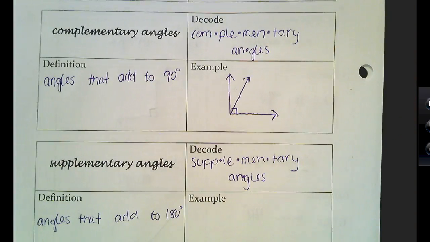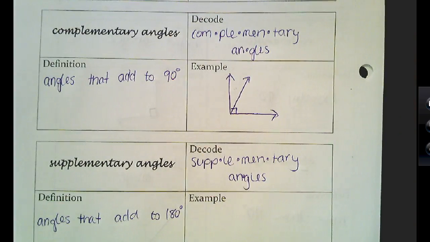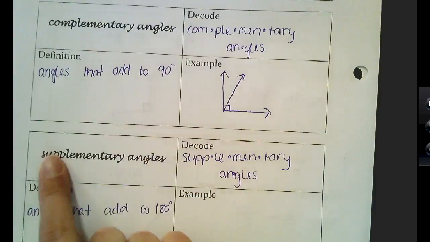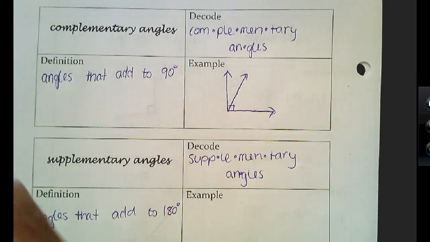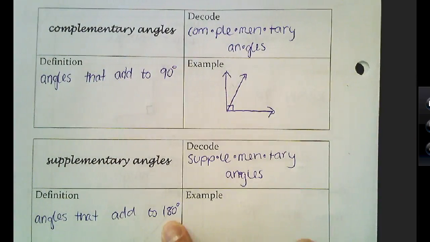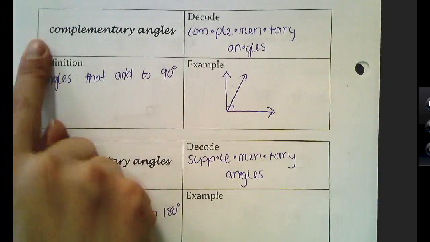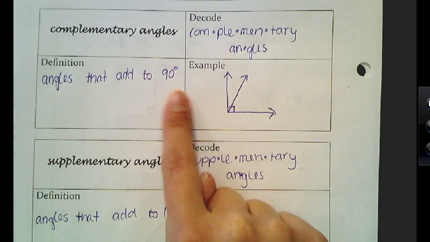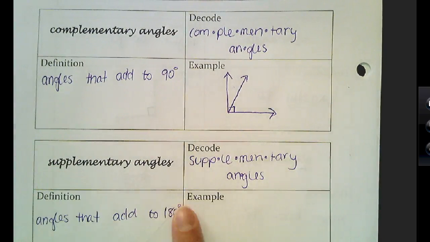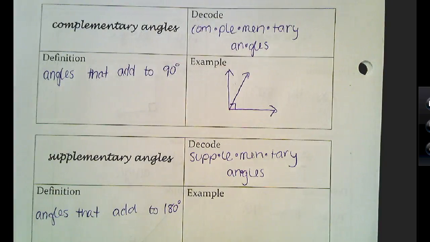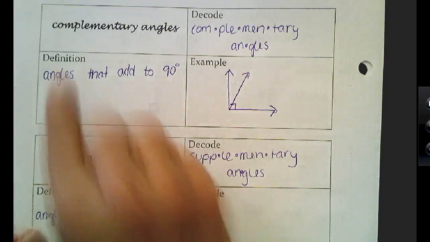Now, there are a couple different ways to remember the difference between supplementary and complementary. I'm going to tell you guys my favorite. I'm going to give you 2 different ways. So complementary and supplementary, which comes first in the alphabet, C or S? C. Which comes first, 90 or 180? 90. So C comes first in the alphabet. 90 comes before 180. S comes second. 180 comes second.